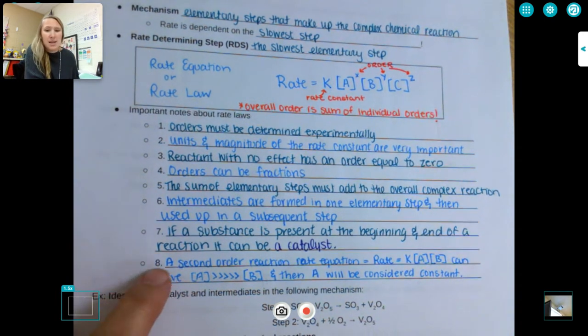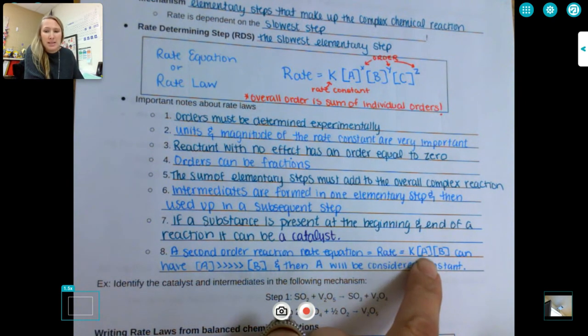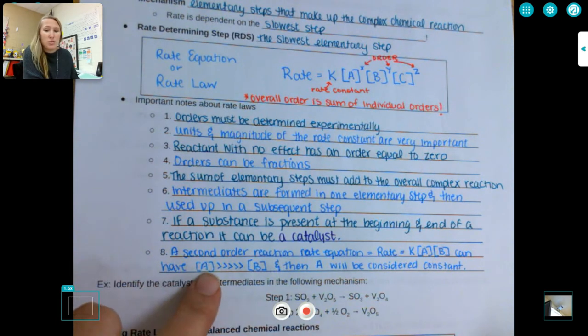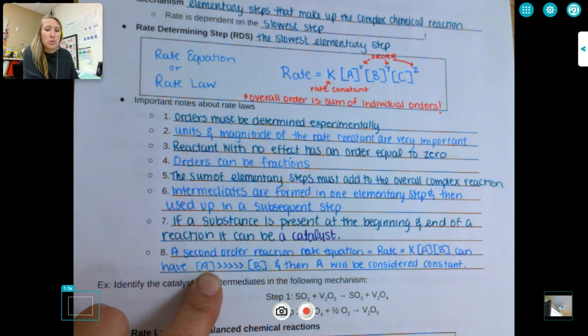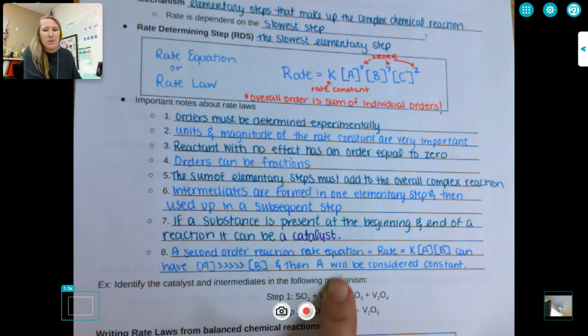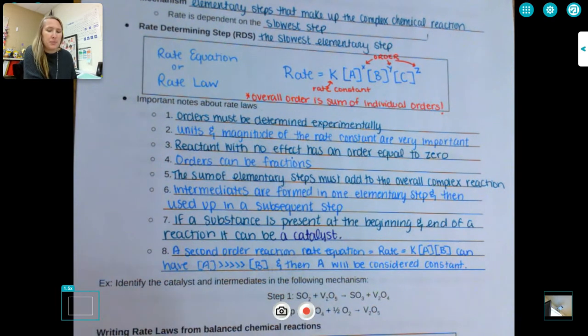Then 8, a second order reaction rate equation says that rate is equal to K times my 2 reactants, A and B. Well, if my concentration of A is extremely larger than B, then because A is in so much excess in a reaction, we're just going to say it's considered constant. And this will come up a few times, and it'll tell you that in the problem.